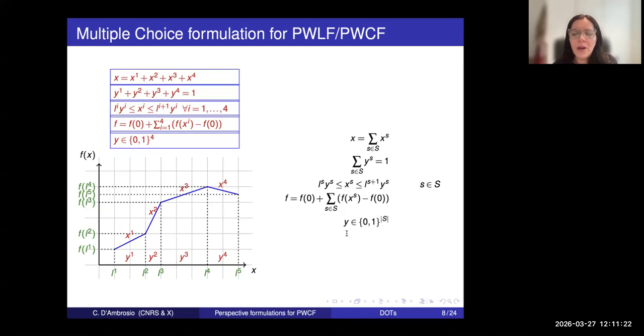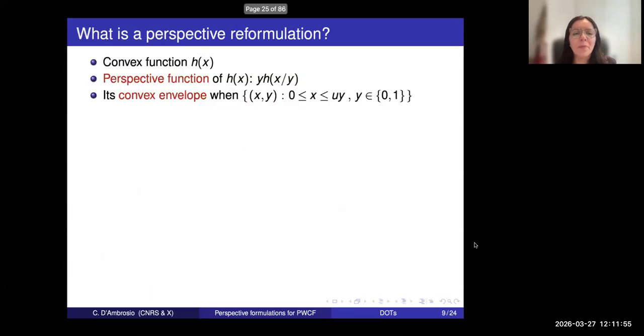Now, I was mentioning the perspective function. This is the standard formulation generalized to the case of convex functions. In the linear case, it can be simplified, but we are interested in the general case in which we can also deal with piecewise convex functions. And now we want to apply perspective reformulation in order to strengthen this formulation and have a better continuous relaxation of this problem.